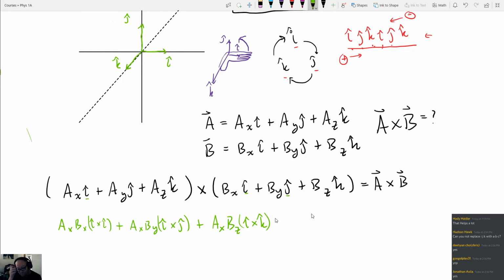Okay. Do we want to do every single term? I guess we do. All right. So now we do the AYs. So AY times this one will be AY, BX, j cross i. Yep, it's a lot. It's pretty tedious. AY, BY, j cross j. You know, that one's 0. And then AY, BZ. And that's j cross k, right?